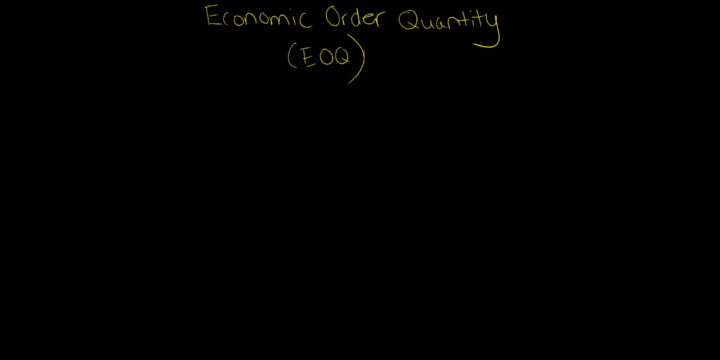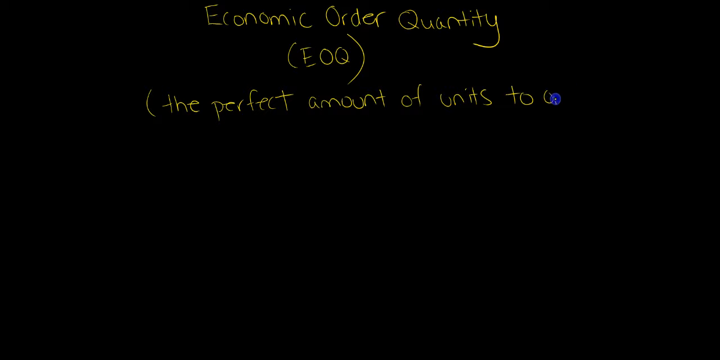So we use economic order quantity when we try to manage inventory levels. And basically, when we run the formula, it should tell us the perfect amount of inventory to order every time we place an inventory order.